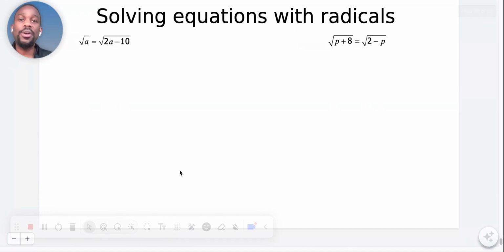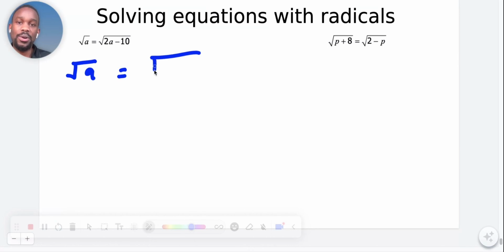So sometimes we're going to be given examples where we have roots on both sides of the equation, like this. So there's a root here and there's a root there. Those are the easiest, right? So you're giving me a being equal to the root of 2a minus 10. Now, these are the easiest, guys.